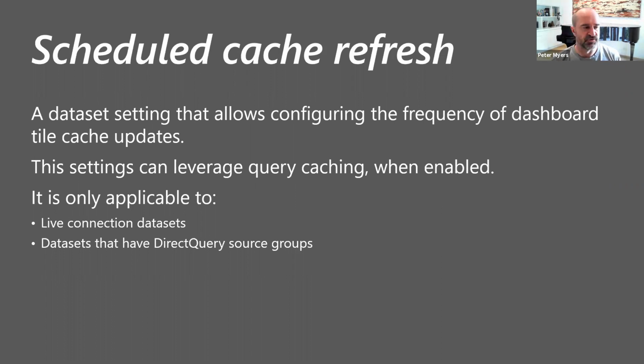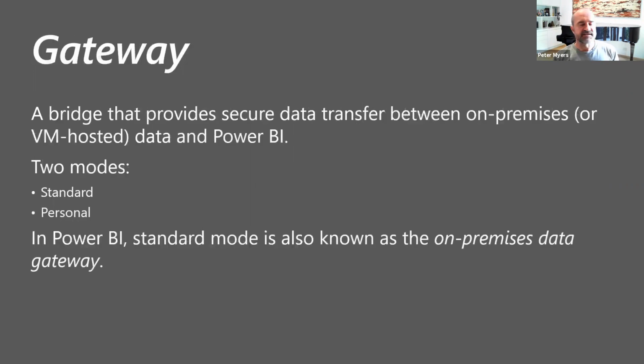the underlying data source. Next topic would be gateways, and gateways are relevant when Power BI needs to communicate with data sources that are on premises or they're hosted in virtual machines. So there are 2 types of gateways. The personal gateway allows a business analyst to install a gateway on their desktop, yet the standard is what administrators would install to allow the service to communicate with Power BI.